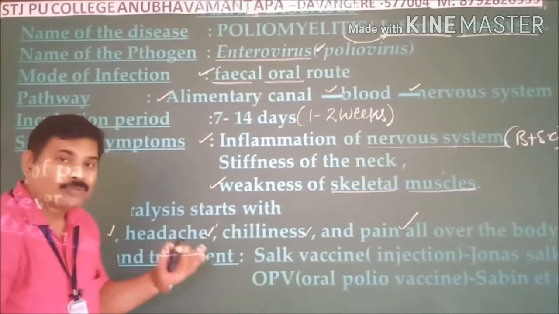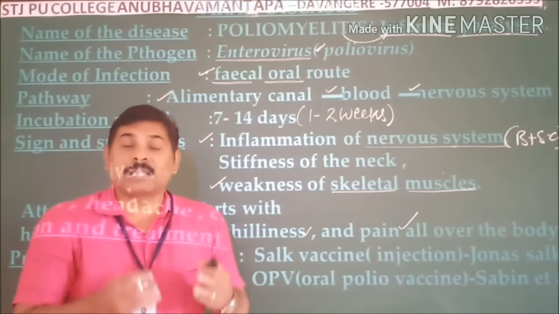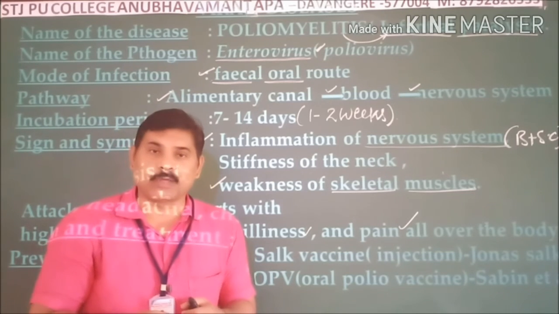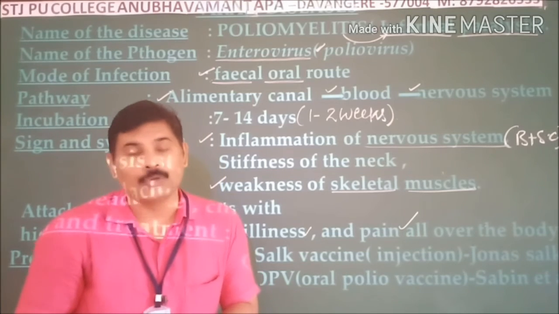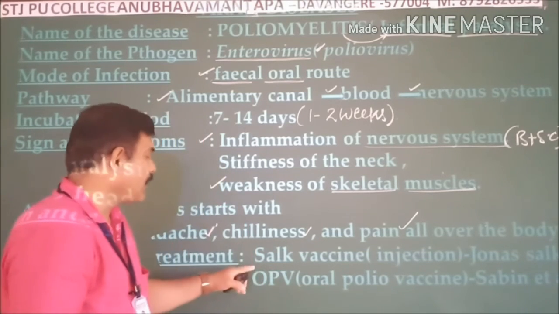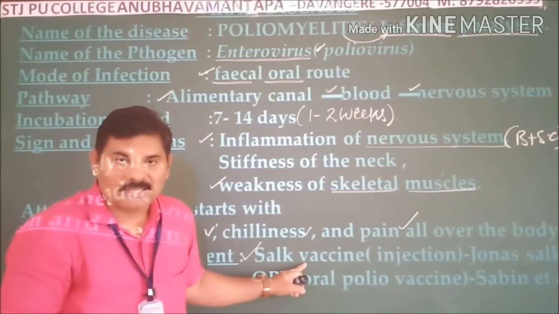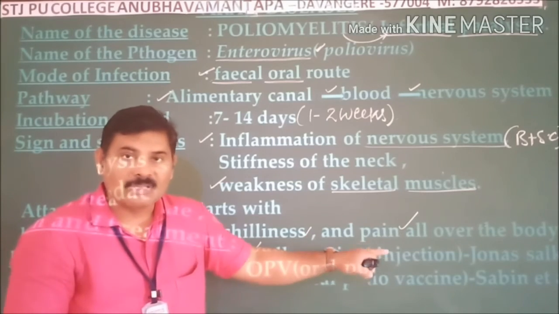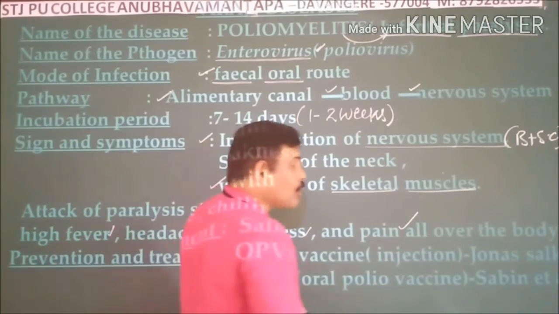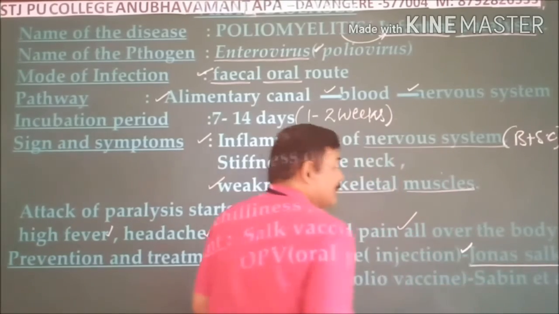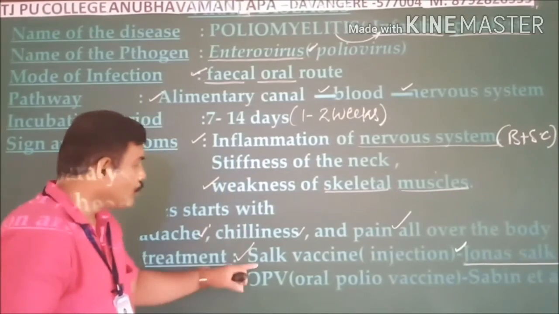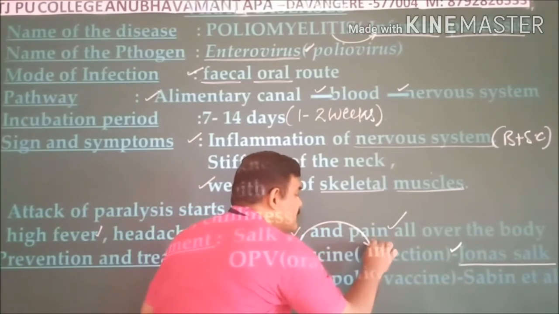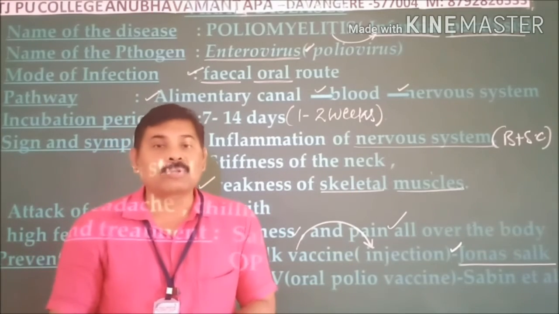In this case, they give two types of vaccinations. Generally, you are all well aware of the oral polio drops. Apart from that, an injection is also available, the polio injection, which we call the Salk vaccine. The scientist who discovered this was John Salk. The Salk vaccine is an injection that we take through an injection.